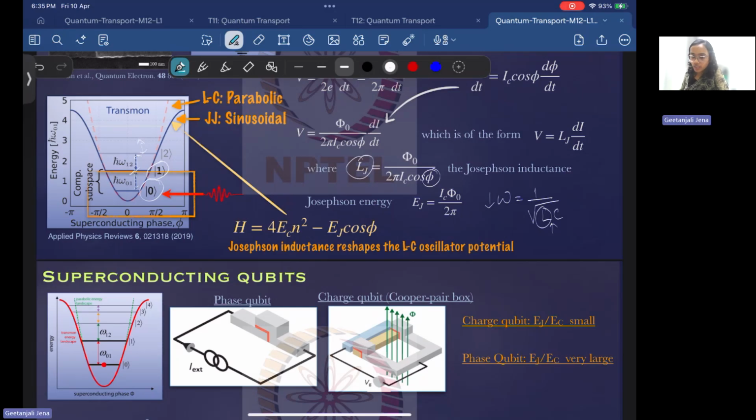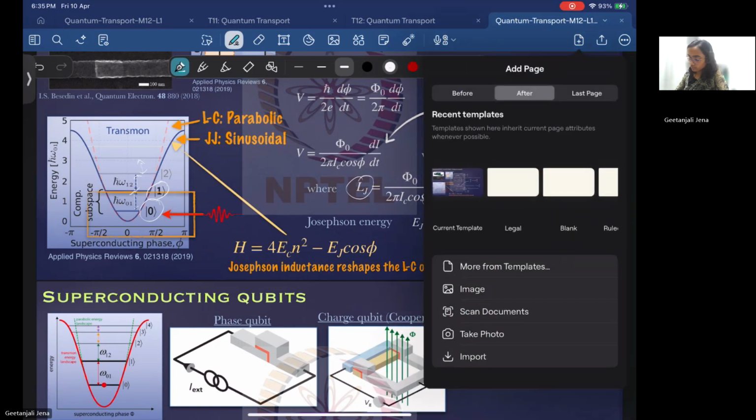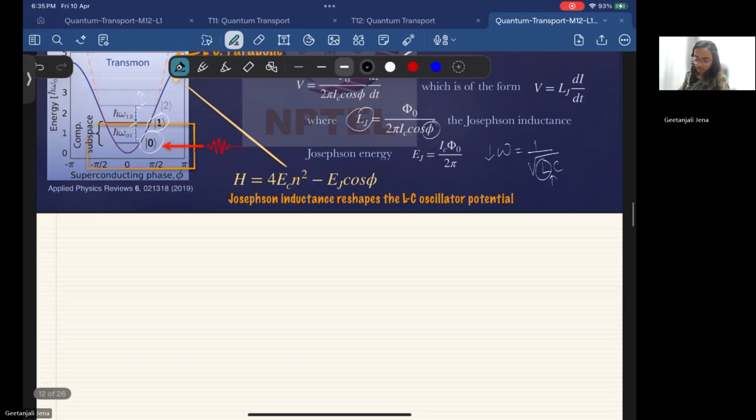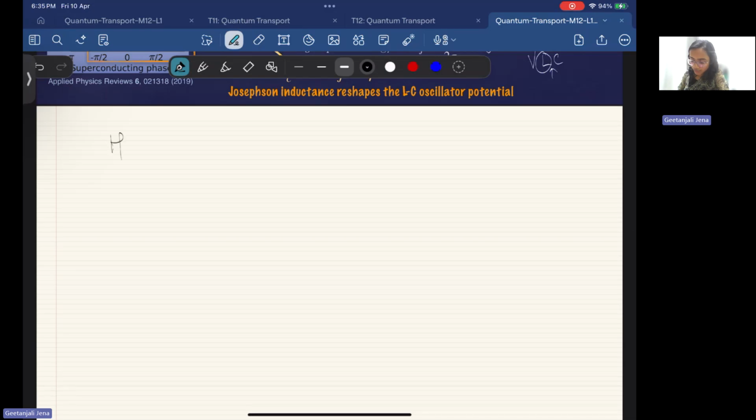Now, what are the different types of superconducting qubits? So if we have the Hamiltonian of this superconducting circuit, it is given by 4 E_C n² minus E_J cos φ. This we have seen earlier.